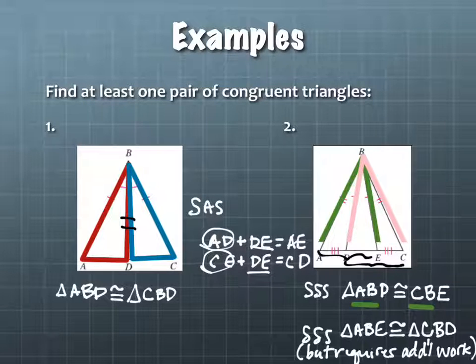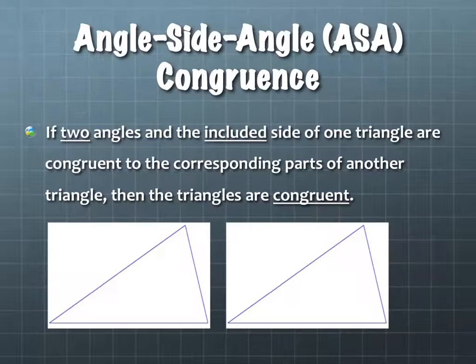Okay, so we have an example here of side, side, side. That was the first one, and then we had two examples of side angle, I'm sorry, we had an example of side angle side. That was the first one. We had two examples of side, side, side, which was the second one. Okay, there's a couple other congruence theorems we're going to take a look at. The next one is angle, side, angle.